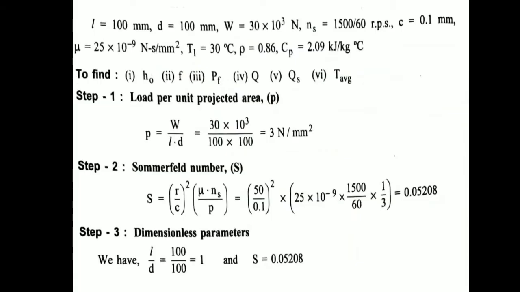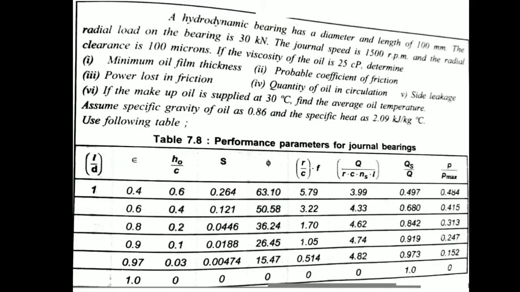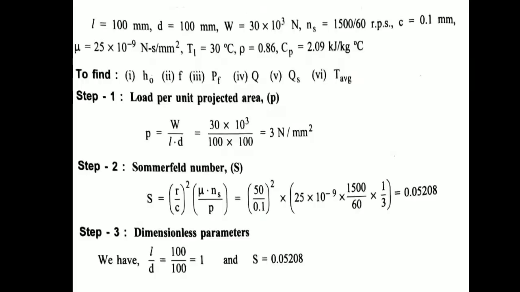So the given data is like that. I'll repeat. I hope you are solving with me. L is 100 mm, diameter of bearing 100 mm, radial load 30 kilonewton, speed of shaft in rpm divided by 60, I'll convert it into rps. Now clearance C is 0.1. They have mentioned 100 microns, so I have converted into mm by 10 raised to minus 3. After multiplying that value, I'll get 0.1 mm. Now 25 centipoise they have mentioned. I told you this conversion: 25 into 10 raised to minus 9 newton second per mm square.